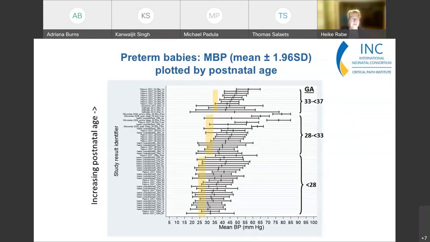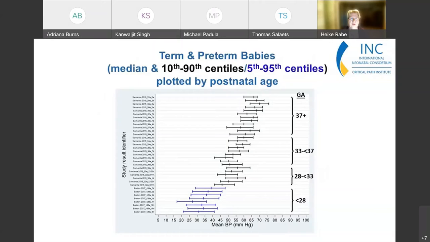This is another way of looking at it. If you look at the 5th to the 95th percentile and the median, the differences are more pronounced. Not a lot of studies are reporting on the median, but where they did, we did a summary as well. And that might be a better way of looking at the data, because overall the numbers are small. They're not in the thousands, they're more in the sort of tens to hundreds. And you can see a clear distinction. So again, babies less than 28 weeks are here in the lower part, and then it goes up through the gestations to term babies.